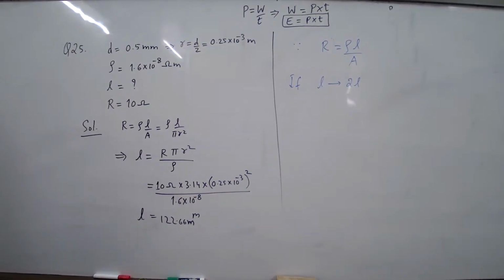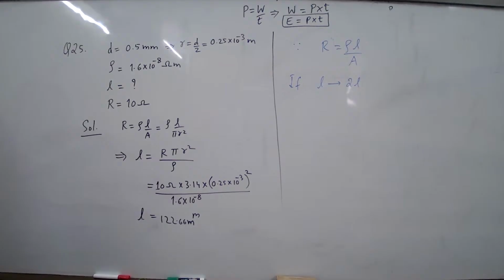It is not giving the answer. Is it 0? So, 1.9625 into 10 raised to -6. Okay, so write it somewhere.